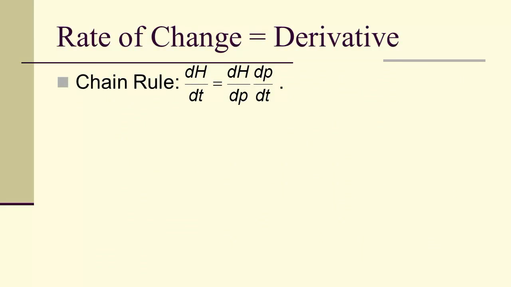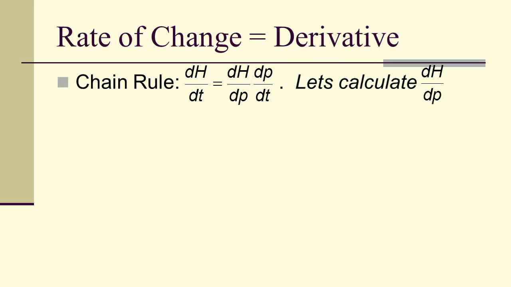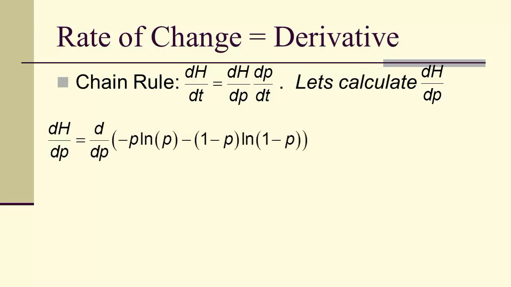So we're going to use the chain rule, and we're going to calculate dH/dp, because the chain rule tells us that's really the driving factor in dH/dt. So dH/dp is the derivative of this two outcome entropy.